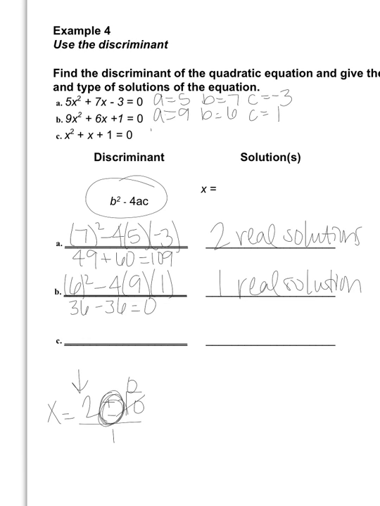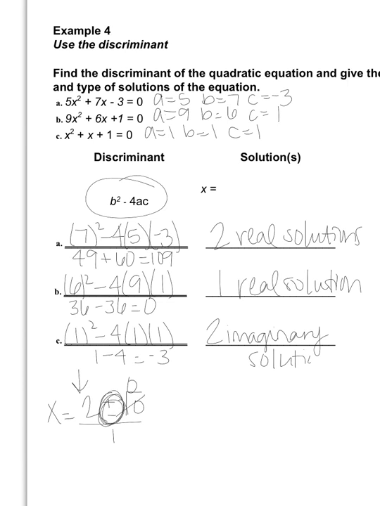Okay, part C. Notice a is 1, b is also 1, and c is 1. So we're going to do b squared, so 1 squared, minus 4 times a, which is 1, and c, which is 1. So 1 squared is 1, minus 4 times 1, which is 4. So you get negative 3. If you get a negative for the discriminant, which is the number that's under your radical, you're going to have two imaginary solutions.